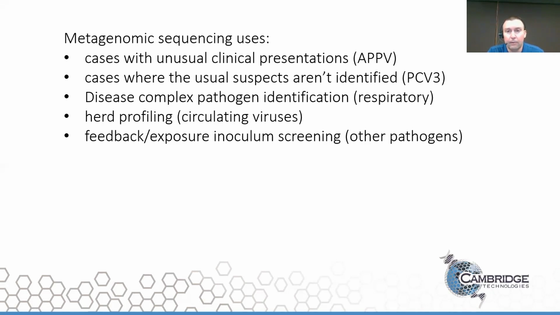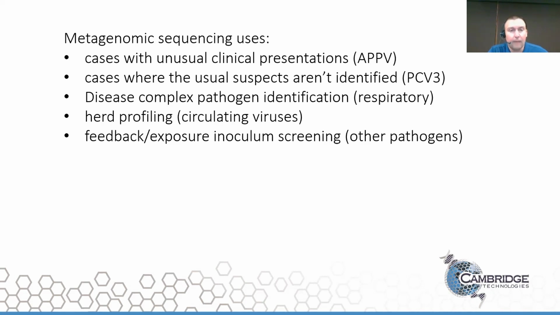And this is where we first identified atypical porcine pestivirus. Then followed by cases where the usual suspects aren't identified. So the story here is going to be what looked like a PCV2 outbreak where PCV2 wasn't present. So clinically, something's going on. We ended up identifying this novel circovirus PCV3.